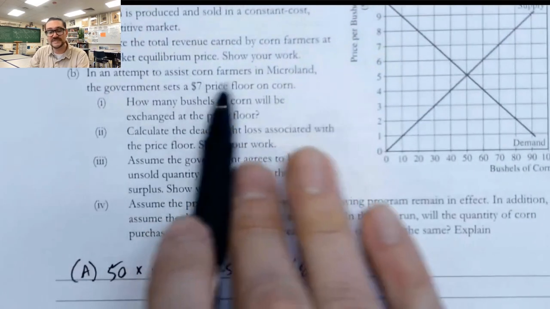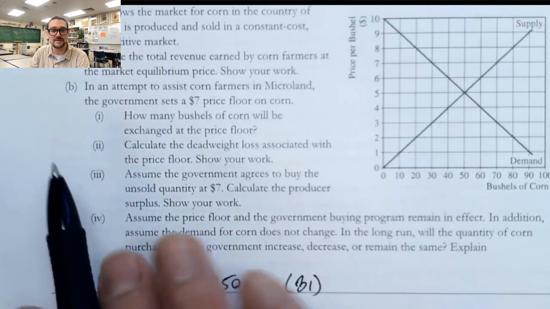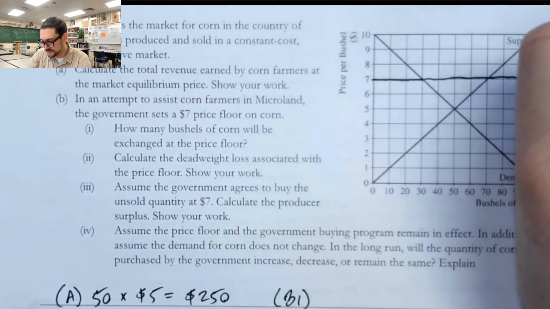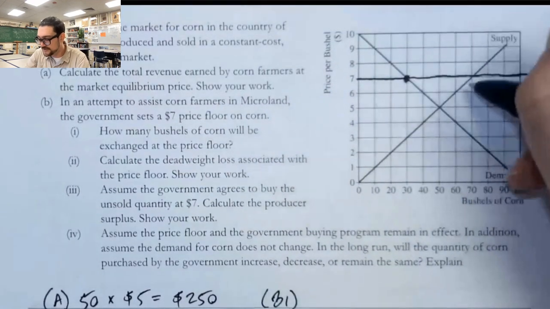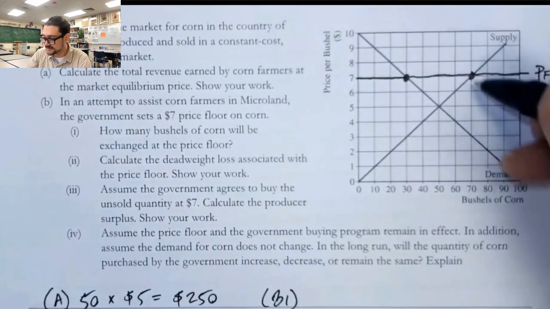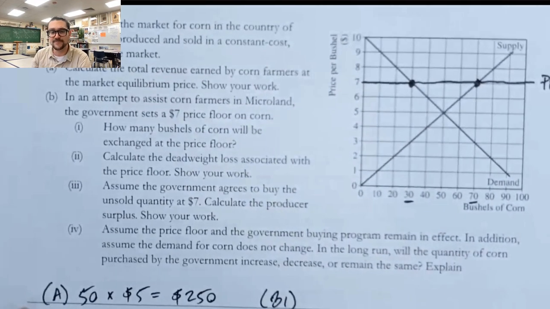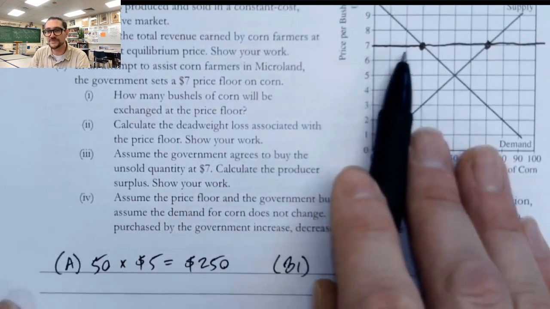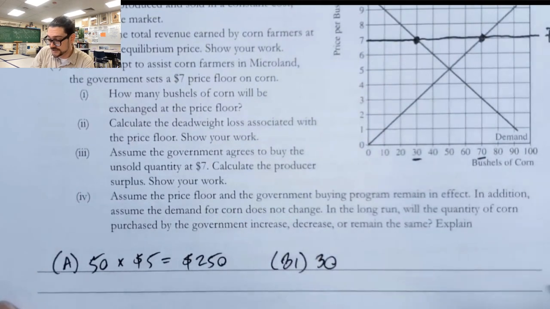B1 says, in an attempt to assist corn farmers, the government sets a $7 price floor on corn. So the price floor up here at 7, we can go ahead and draw on our graph. That's our price floor. And we see now that the intercepts at quantity supplied are going to be at 70 and quantity demanded is going to be at 30. So the next thing says how many bushels of corn will be exchanged. Well, if there's only 30 units that are being demanded, that's the number of units that actually are going to be exchanged.